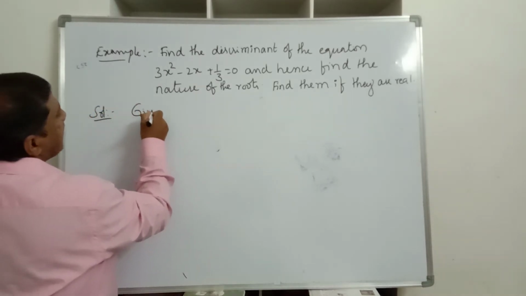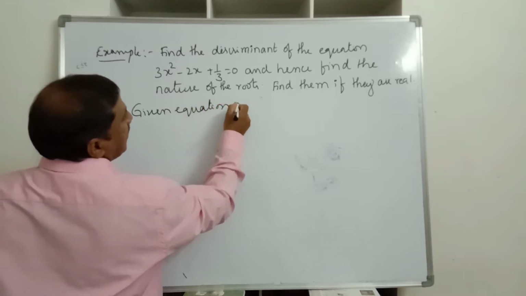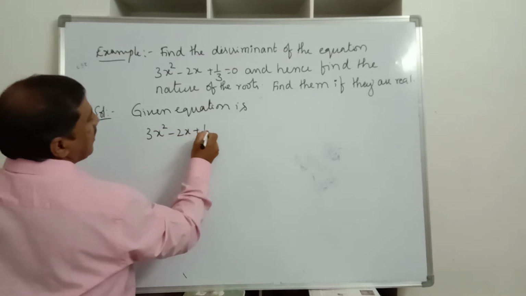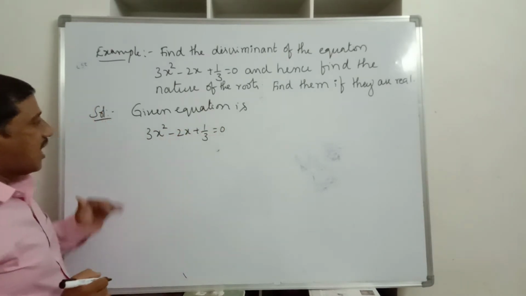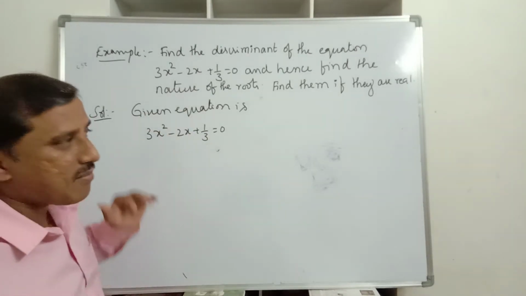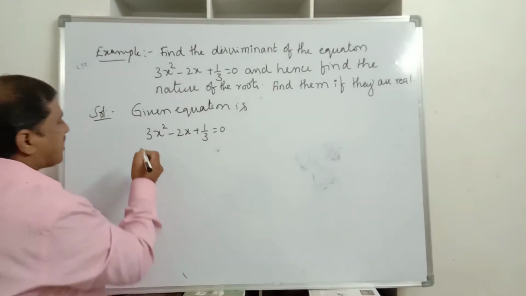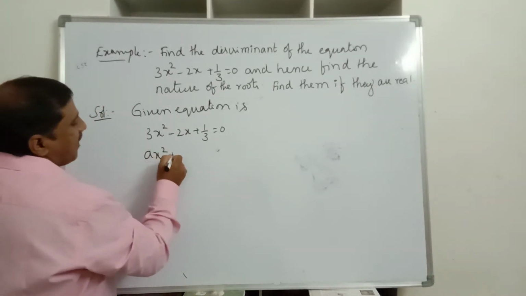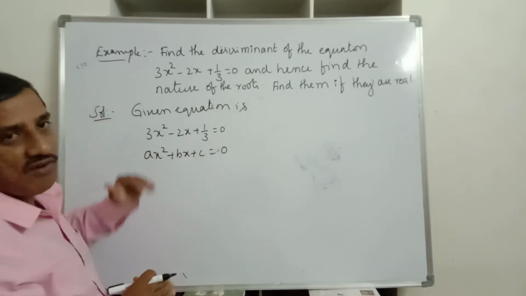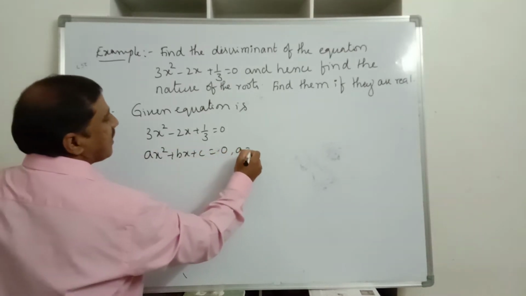Given quadratic equation, or simply given equation, is 3x square minus 2x plus 1 by 3 equals 0. Compare this with the general form of quadratic equation. What is the general form of quadratic equation? ax square plus bx plus c is equals to 0, where a is not equal to 0.